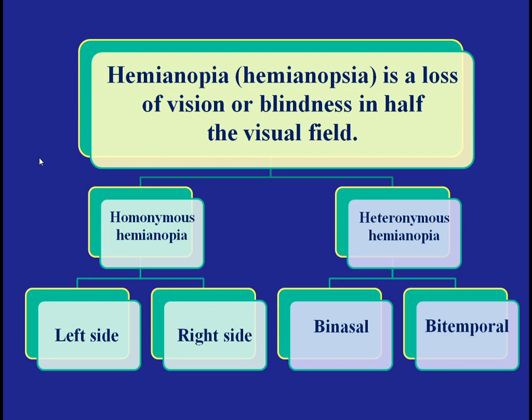Some words about semiotics. Terms: hemianopia, or hemianopsia in some books, is a loss of vision or blindness in half the visual field. There are two types of hemianopia: homonymous, left side or right side, and heteronymous, binasal or bitemporal.